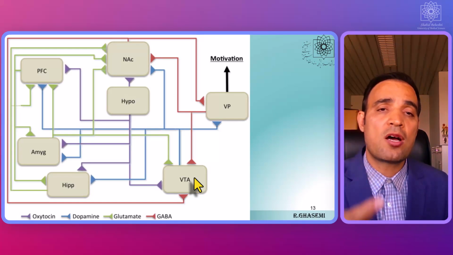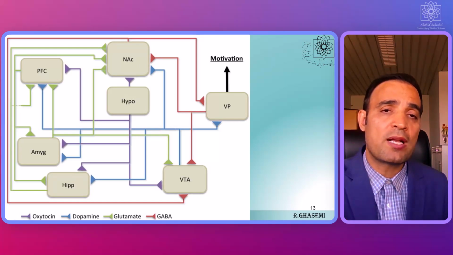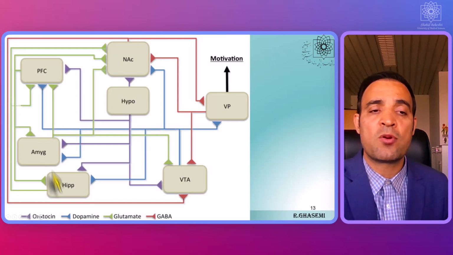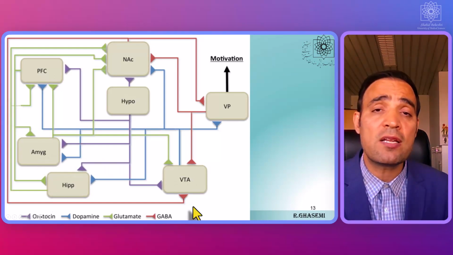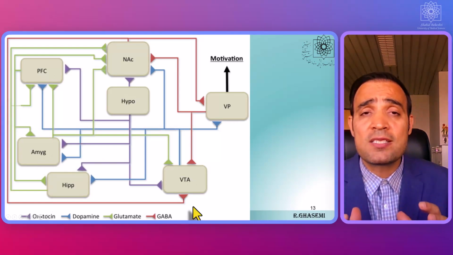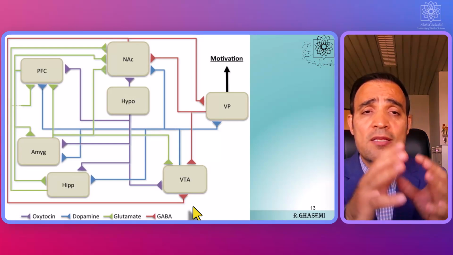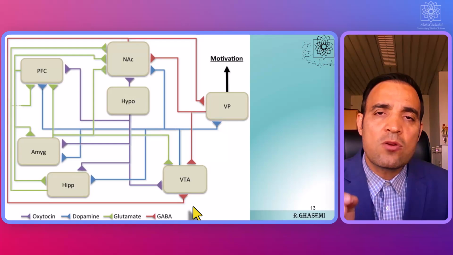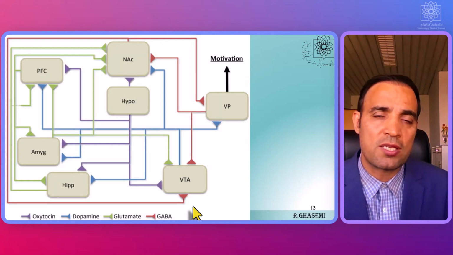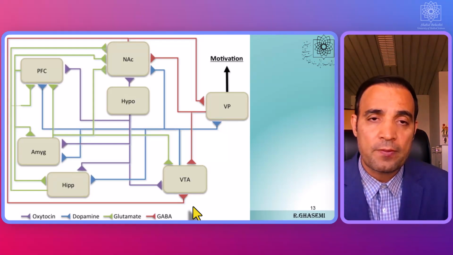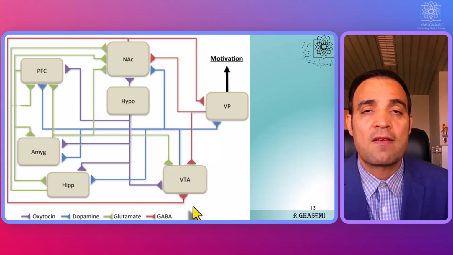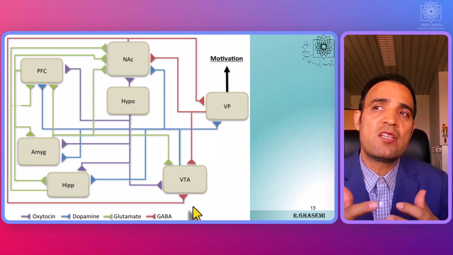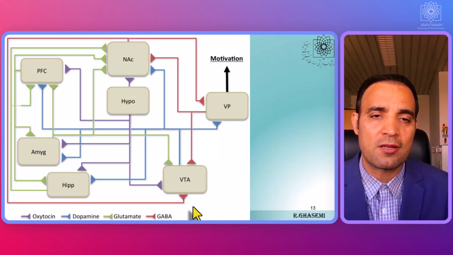If the receptors are available in the nucleus accumbens, in the prefrontal cortex, in the hippocampus, in the amygdala, in the ventral tegmental area, then the question is what is the role and what is the function of oxytocin in these centers? And these studies opened one new chapter, one new area about oxytocin.